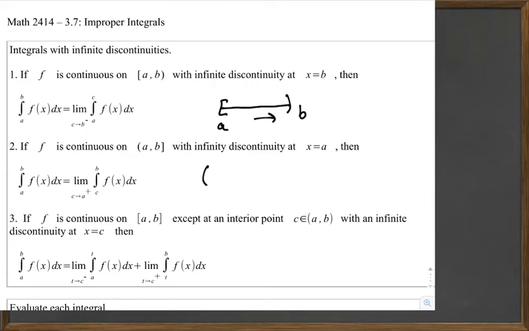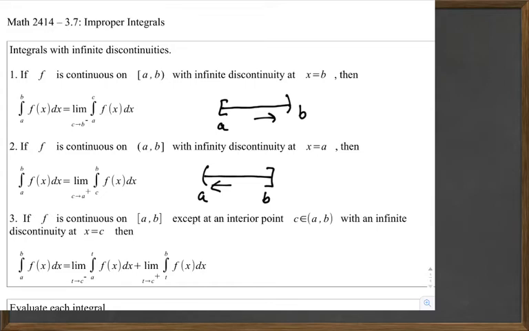The second case is if f is continuous on the interval open at a and closed at b with an infinite discontinuity at x equals a, then the integral from a to b of f of x dx is going to be equal to the limit as c approaches a from the positive side of the integral from c to b of f of x dx.